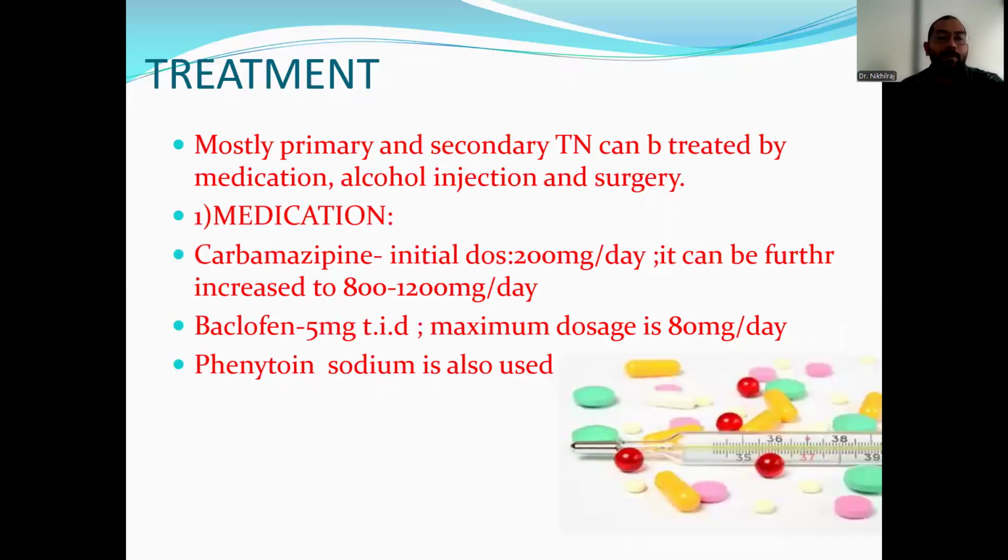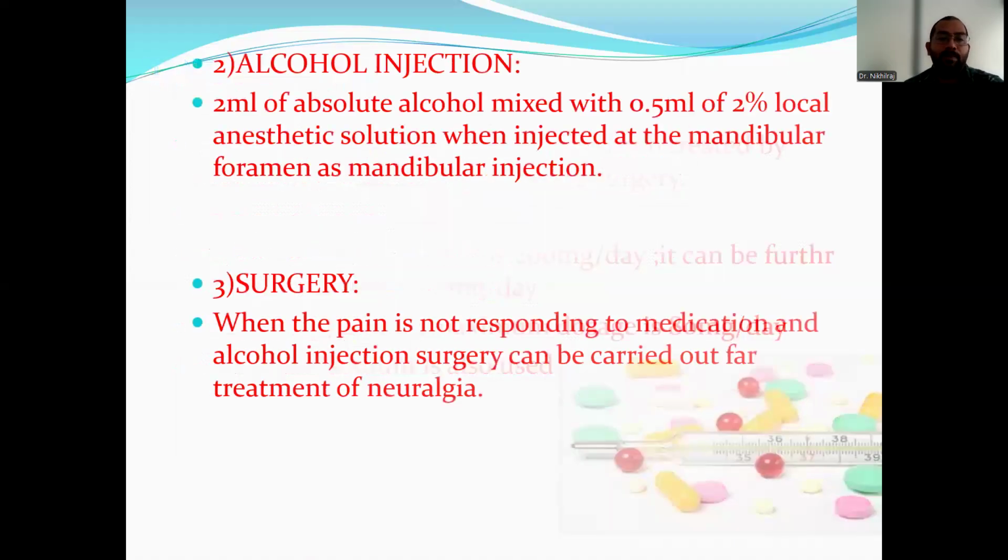What are the treatment modalities for trigeminal neuralgia? Primary and secondary treatment can be by medication, alcohol injection, and surgery. First is medication. Carbamazepine, initial dose of 200 mg per day, which can be further increased to 800 to 1200 mg per day. Then baclofen 5 mg twice daily, with a maximum dosage of 80 mg per day. Phenytoin sodium can also be used for the treatment of trigeminal neuralgia.